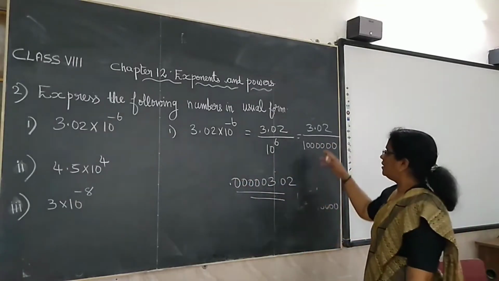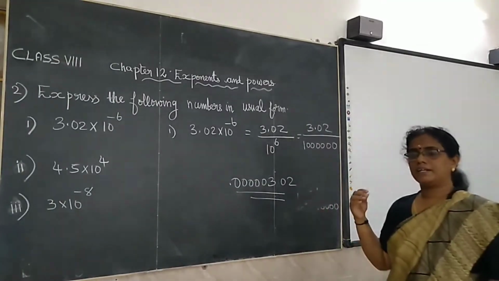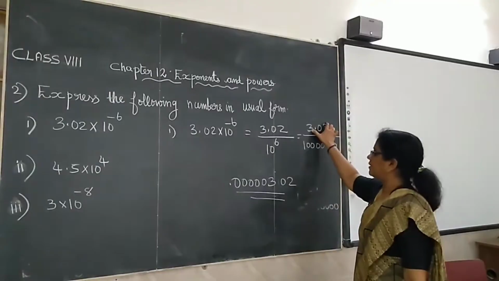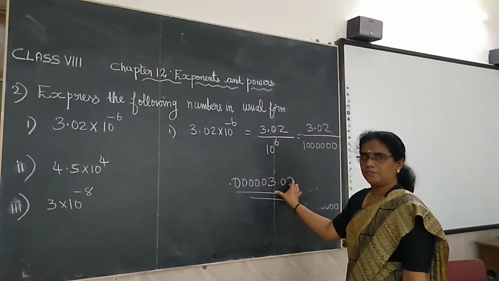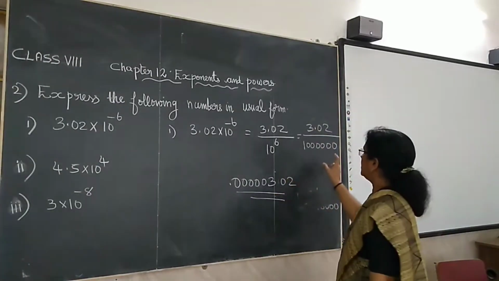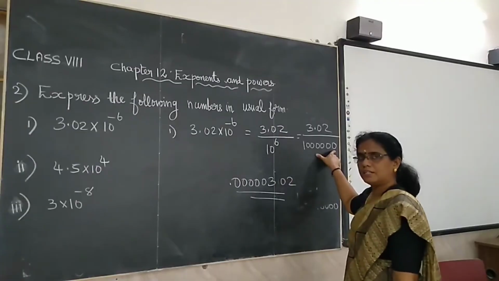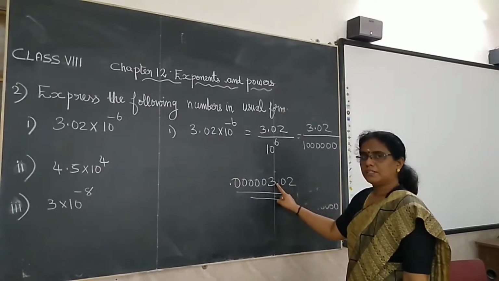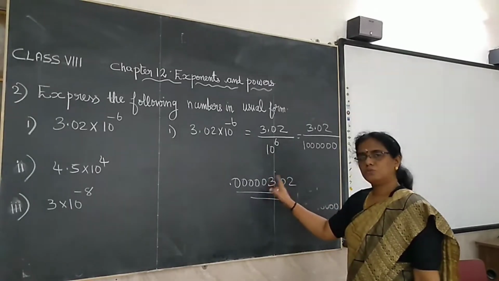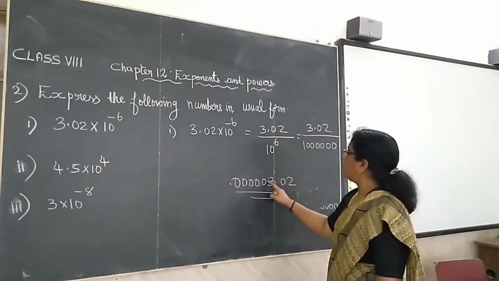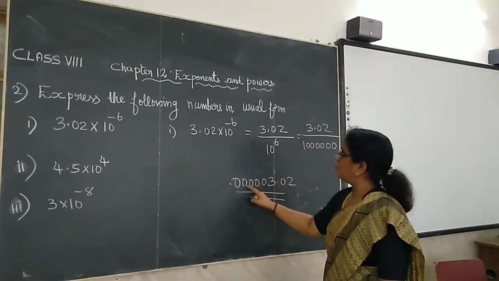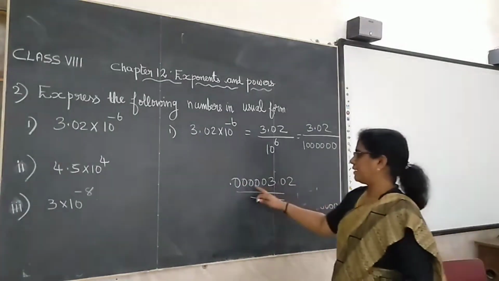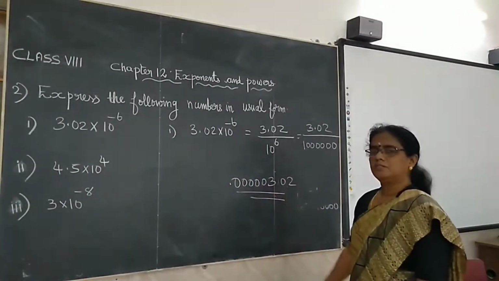So for division of a decimal with 10, 100 or 1000, first we write the numerator as itself, that is 3.02. Then there are 6 zeros in the denominator. Actually the decimal was here, and 6 places it has to move back. That is 1 place, 2, 3, 4, 5, 6. 6 places have to shift back. So the answer is this one.